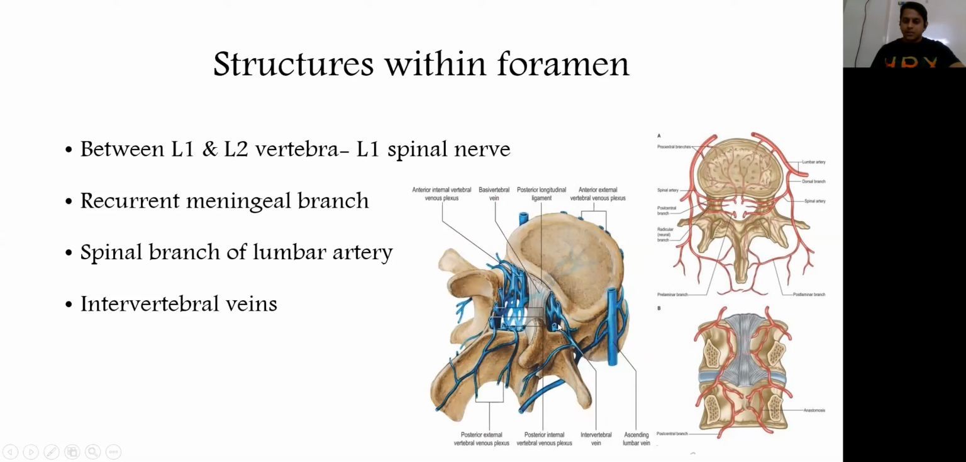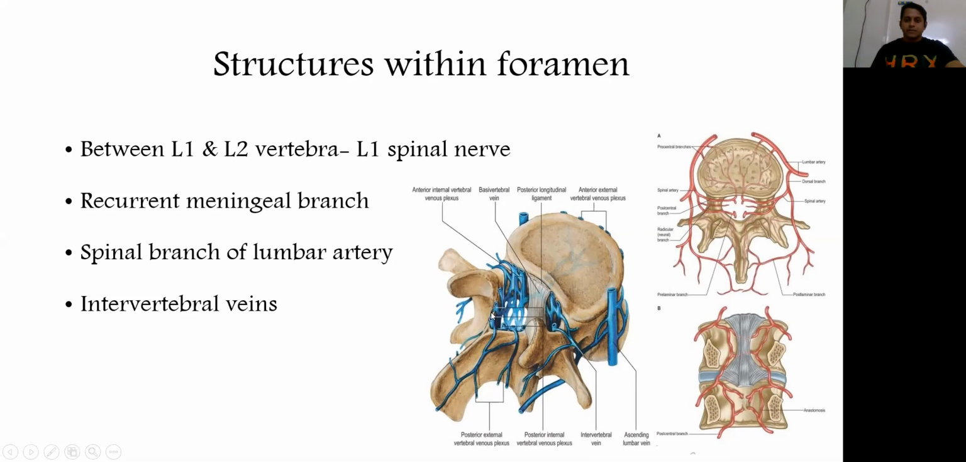Intervertebral venous communication is seen communicating the internal vertebral venous plexus with the external vertebral venous plexus. You can see the intervertebral veins which are passing along with the spinal vessels.